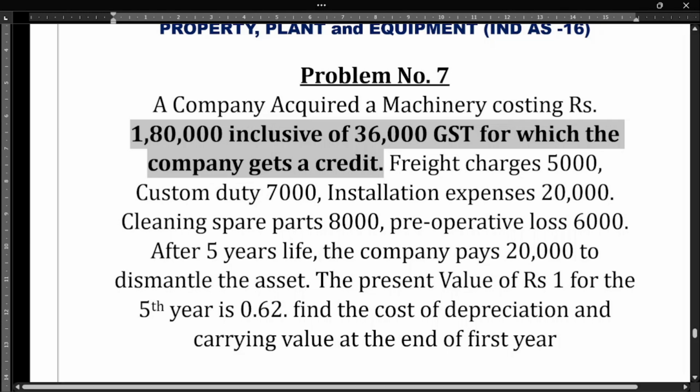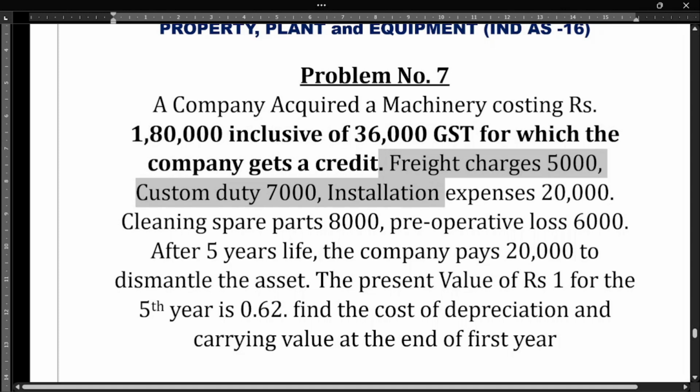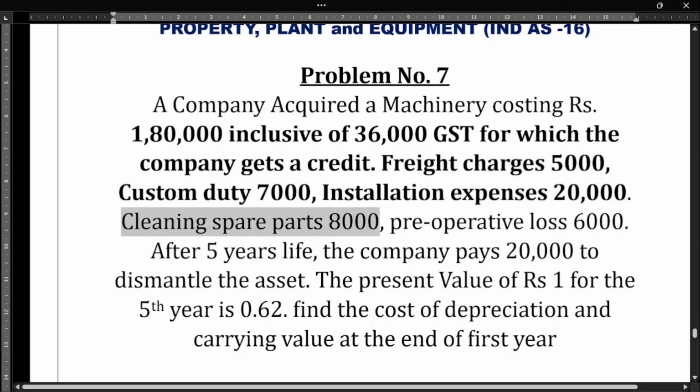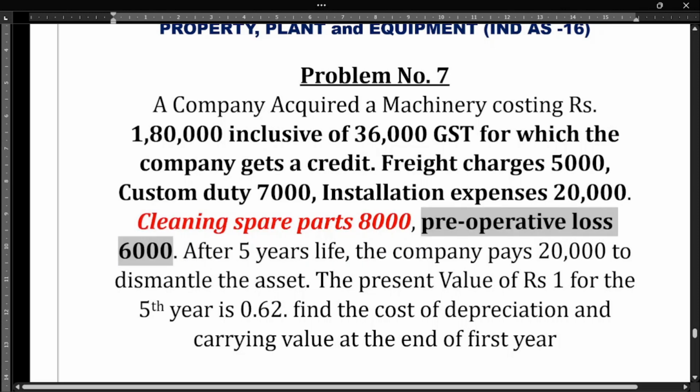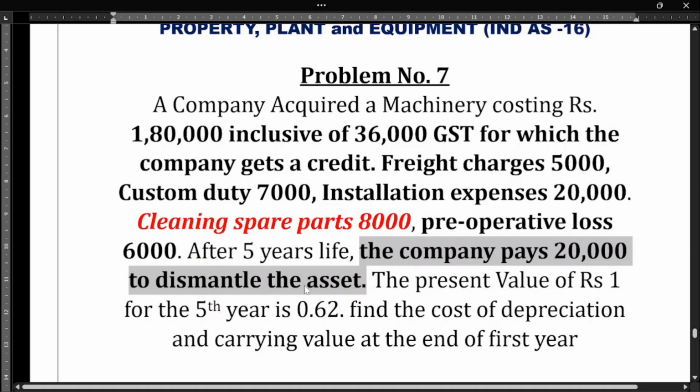Freight charges are 5,000, custom duty 7,000, installation expenses 20,000. Cleaning spare parts we are not considering, it is not a directly attributable expense. Pre-operative loss, yes, we will consider it as a directly attributable expense. After 5 years life, the company pays 20,000 for dismantling the asset. So to dismantle the asset after 5 years, the company will pay 20,000.